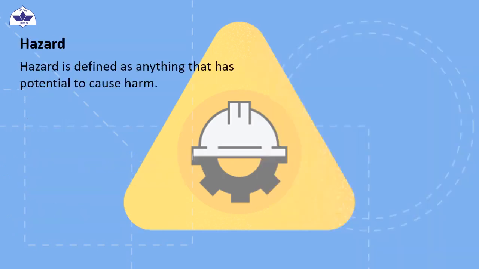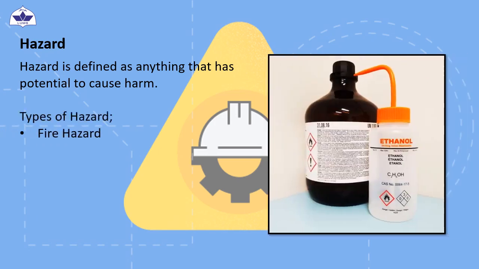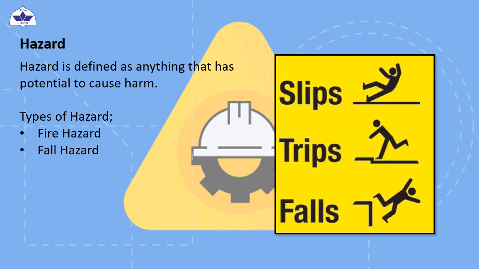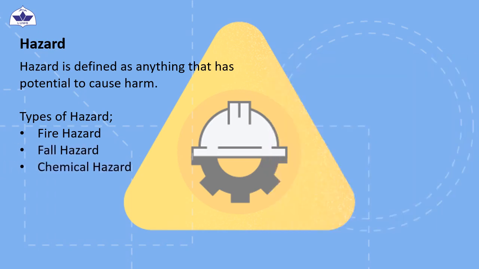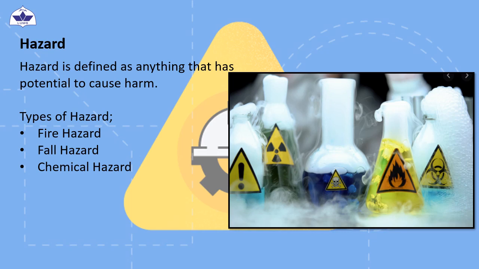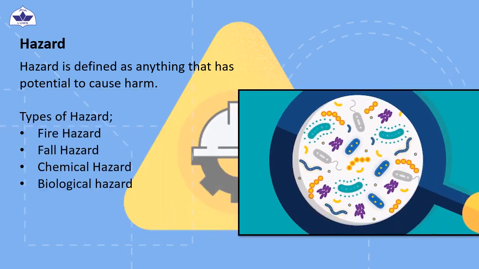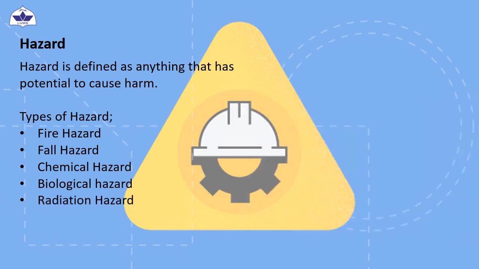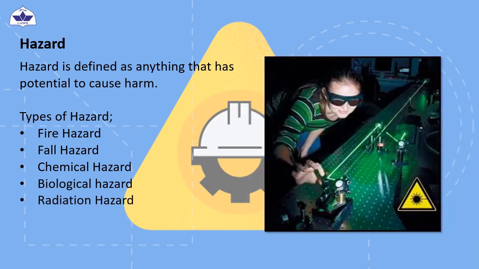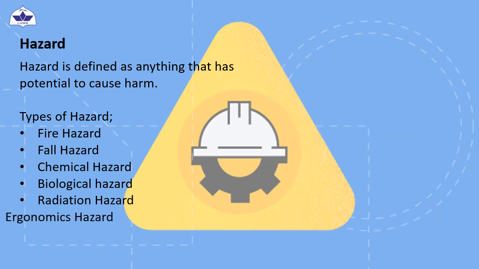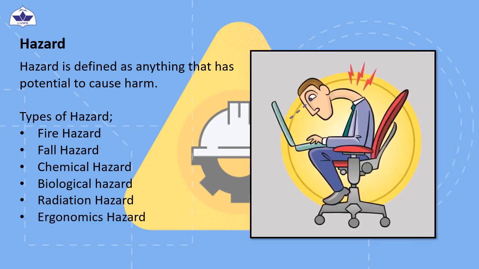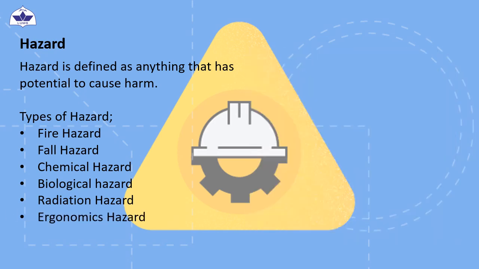Hazard is the basic term in OHS. A hazard is defined as anything that has the potential to cause harm. We have different types. Fire hazard: ethanol is a fire hazard. Then fall hazard: slip, trip, fall. Then we have chemical hazard. All chemicals are hazardous apart from water. Then we have biological hazard: microbes, RNAs, and so on. Then radiation hazard: UV light, lasers, and so on. And then ergonomic hazard. If you're sitting in an awkward position, you can have neck ache, back ache, and so on.